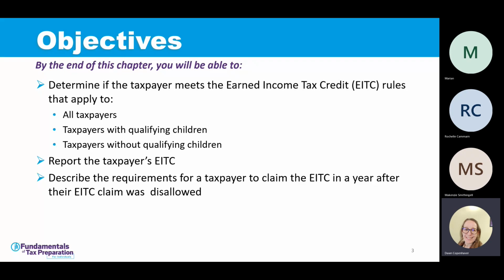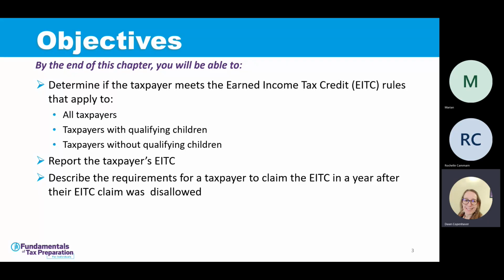And I will say that the earned income credit is one of the most complicated credits that you are going to deal with on a regular basis. Thankfully, our software will walk you through all of these questions. You don't have to make the decision if they qualify or not. You just need to be able to read and understand the questions, know how to answer them, and understand what they are asking you. In that case, the software will tell you whether or not they qualify.